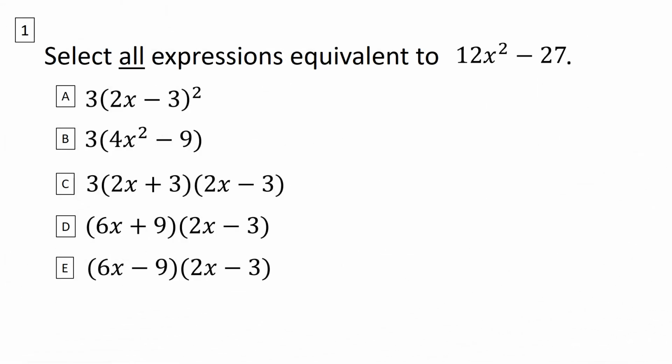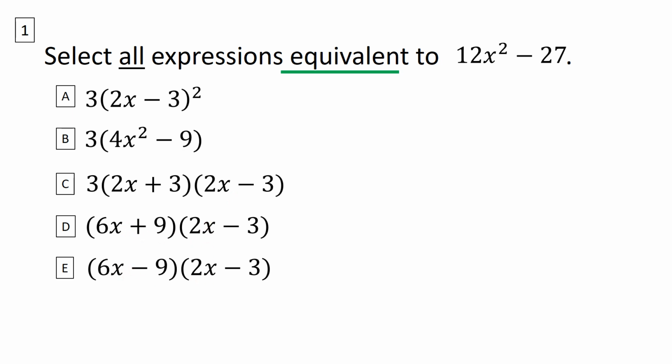All right, this first problem, select all expressions equivalent to 12x squared minus 27. Well, we've got 5 things to choose from. There may be more than one that's correct. Really, this should be a factoring problem, but that's probably not the best way to do an equivalent problem. When you're looking for equivalent stuff, what you really want to do is know that for every value of x in the original problem, the answers that are equivalent are going to give you the same value. So no matter what I plug in for x in the problem, I should be able to plug it into these answers and get the same thing.